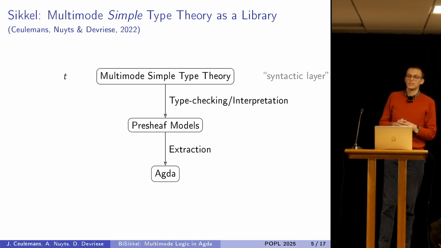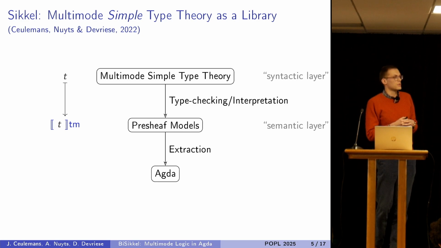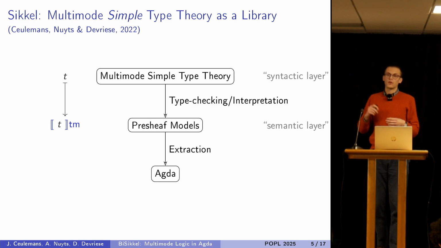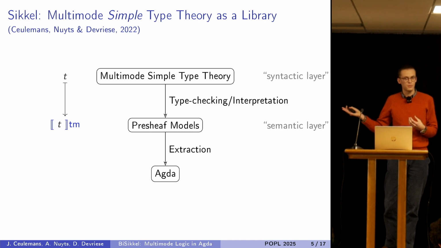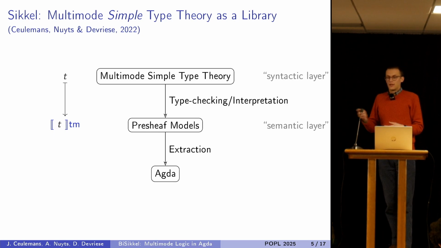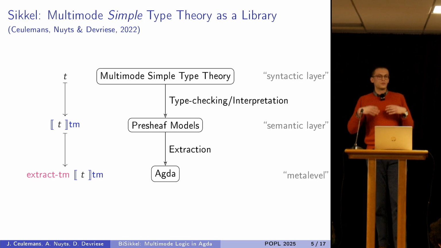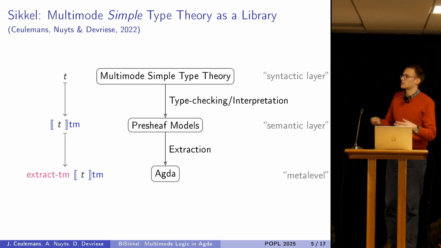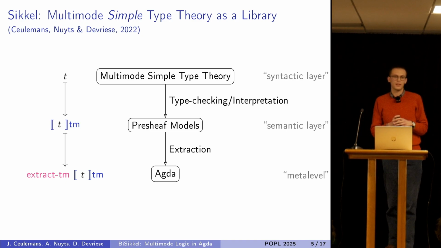Now, Sikkel also consists of a type checker, and the type checker is sound by construction, which means that whenever it decides that a program is well typed, it will also output the denotation of that program in the semantic layer. That semantic layer is a formalization of presheaf models in Agda. And then we have this extraction mechanism that I told you about. So that allows us to extract the denotation of some programs to ordinary Agda functions, and I will specify a little bit more details about that later in the talk.